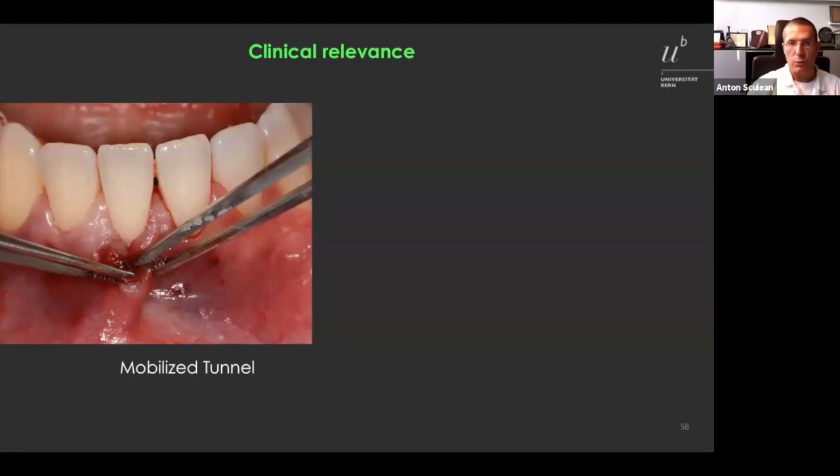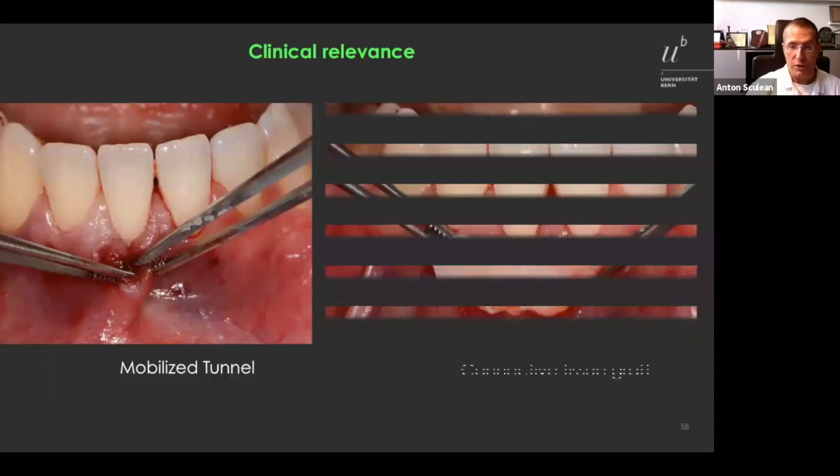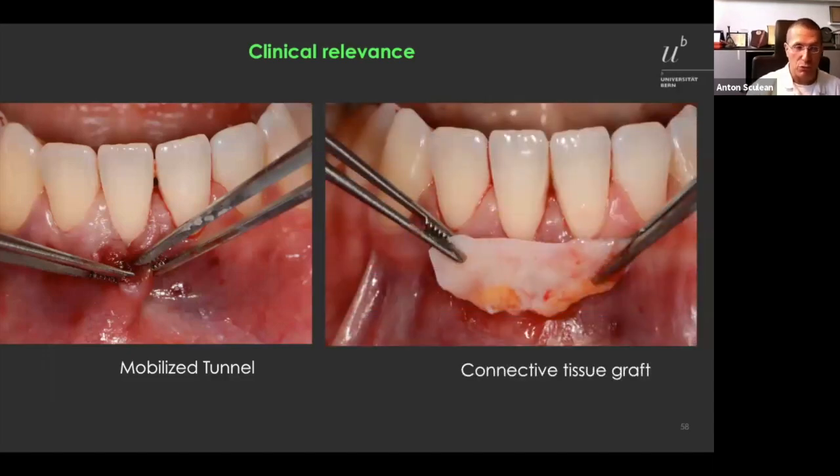And we described this technique together with my friend, Dr. Pat Allen from Dallas, Texas, and we called it the laterally closed tunnel. So we mobilize the tunnel, we release the fibers apically as much as possible in order to have a tension-free mobilization. Of course, we use a connective tissue graft, especially in the lower jaw. I always prefer a connective tissue graft because we need cells that are able to produce and to regenerate the soft tissue.